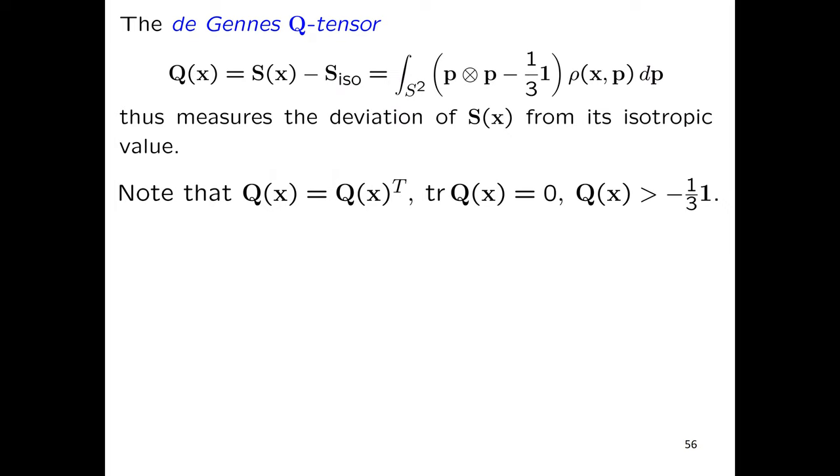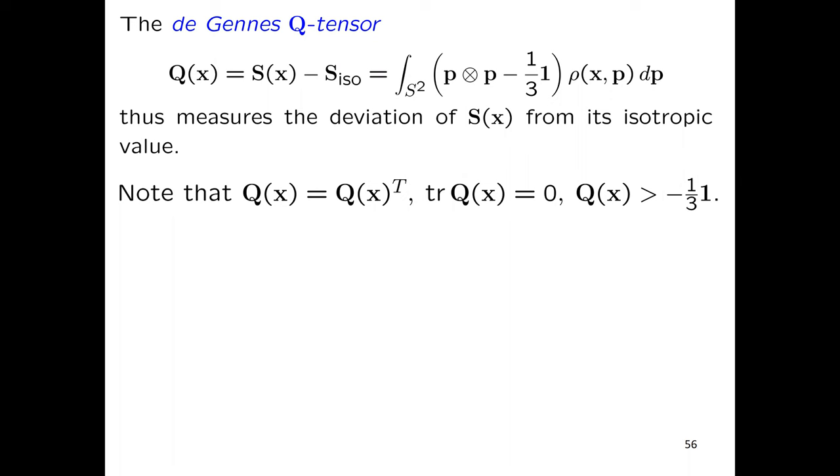Now Q, so S is a positive matrix. So a third of the identity plus Q is a positive matrix. So that means that Q of X has to be strictly bigger, in the sense of matrices, than minus a third times the identity. And we're going to discuss a lot next week how that constraint is preserved in the theory.